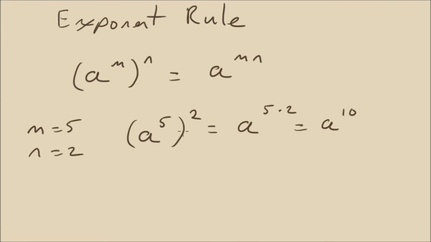And if you think about what a to the 5 to the power of 2 is, that's actually a to the 5 times a to the 5. And if we go back and look at our previous rule, that'll be 5 plus 5, which will give us our 10. So you can see how the rules kind of all filter back on top of each other.